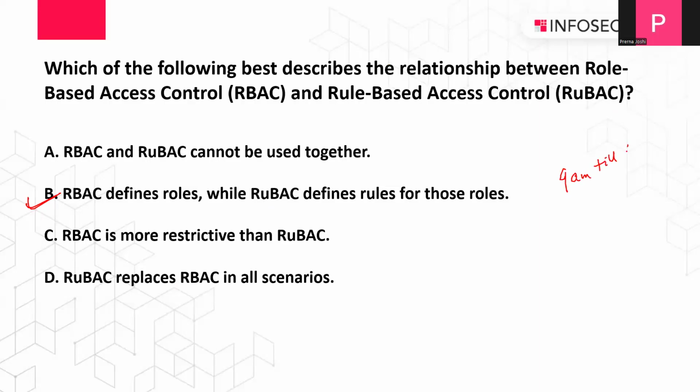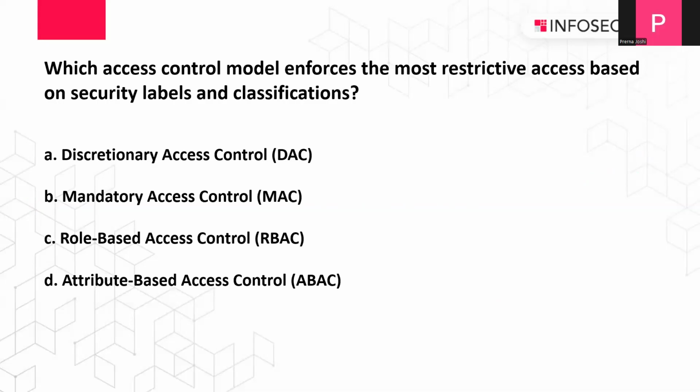Till 6 p.m., right? So this is a rule our organization has, which is given to those roles. So that is rule-based access control. The correct answer is B: role-based access control defines roles, while rule-based access control defines rules for those roles. Now let's move to the next question.